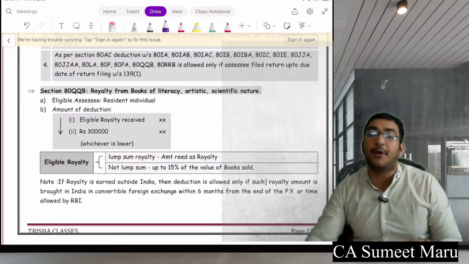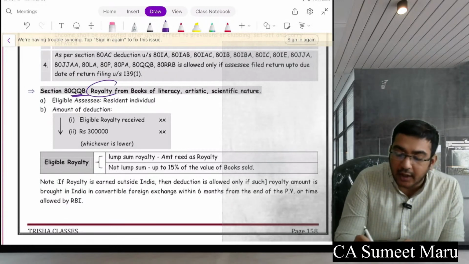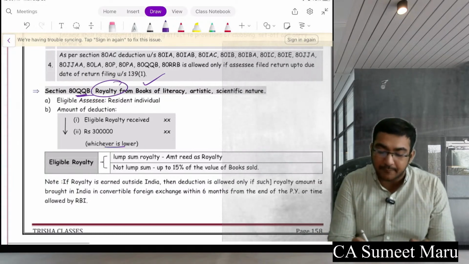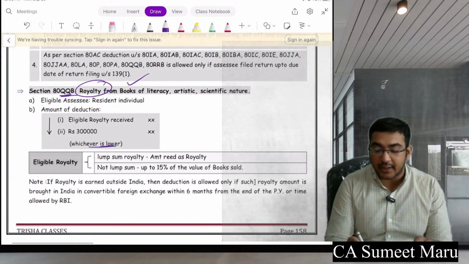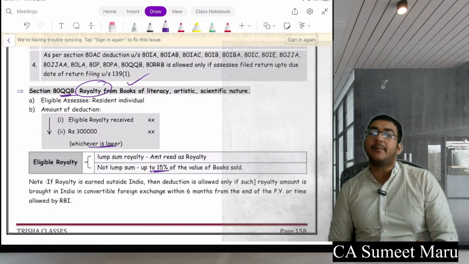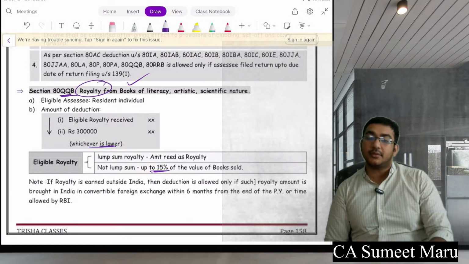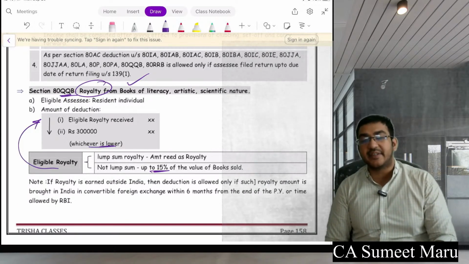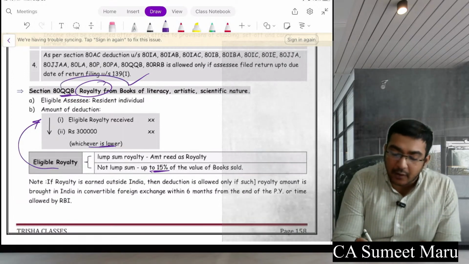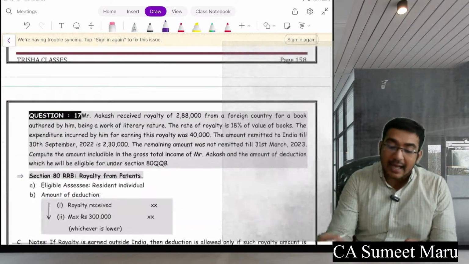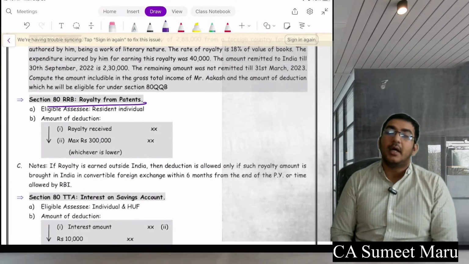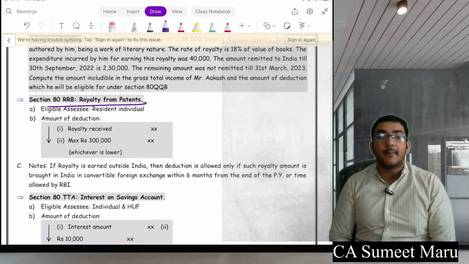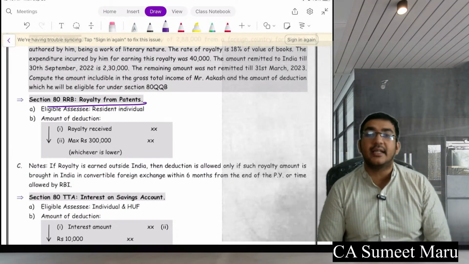Last, some sections depending upon income, which is 80QQB for royalty from books. You will get deduction of 1 lakh or eligible royalty, whichever is lower, if you get a lump sum royalty. If you get percentage royalty, then it is up to 15% of books sold. But deduction is how much? The eligible royalty or the 15%, or 3 lakhs, whichever is lower. So 80QQB is for books, remember Q for books, and RRB is for royalty. Again, royalty received or 3 lakhs, whichever is lower. If you are receiving this in a foreign country, please bring it into India within 6 months of receivable.